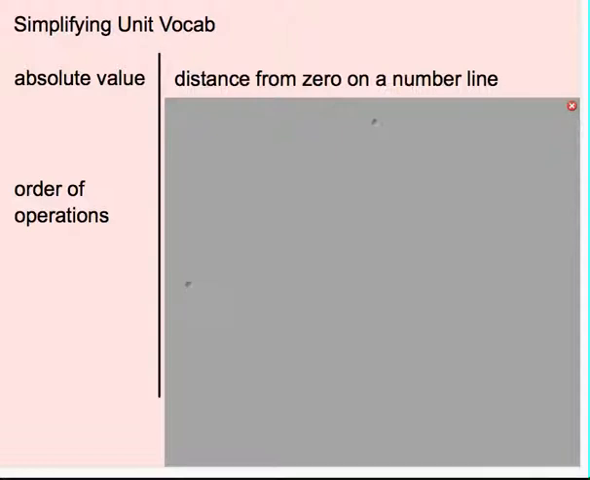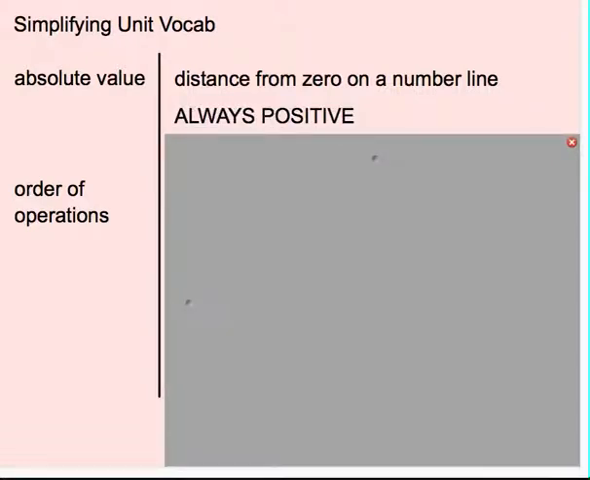Distance is always positive. Think about if you're talking about walking half a mile to school. You don't say that you walk negative half a mile home. It's the same distance. Distance is positive. It's just a different direction. So when we're talking distance, always positive.